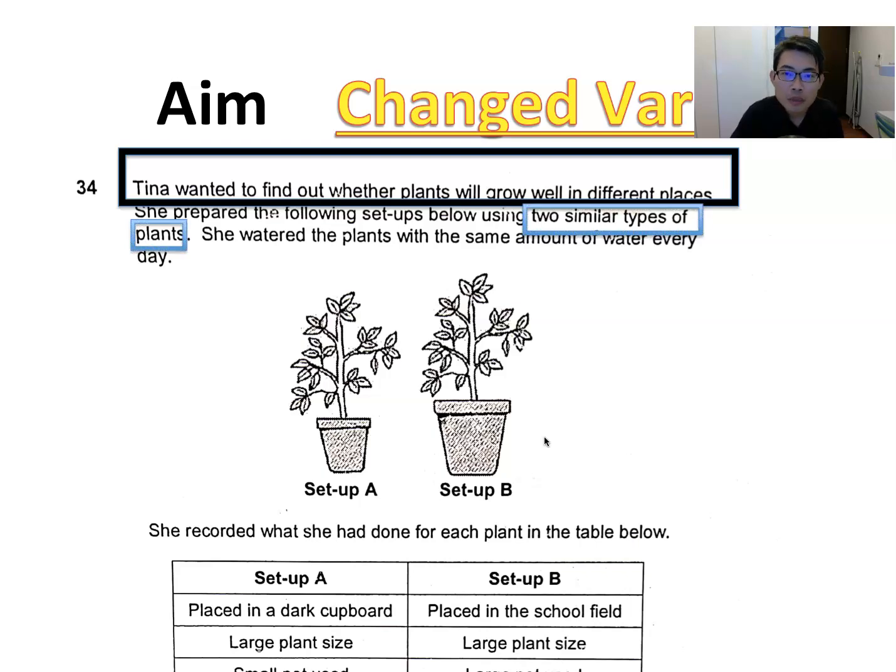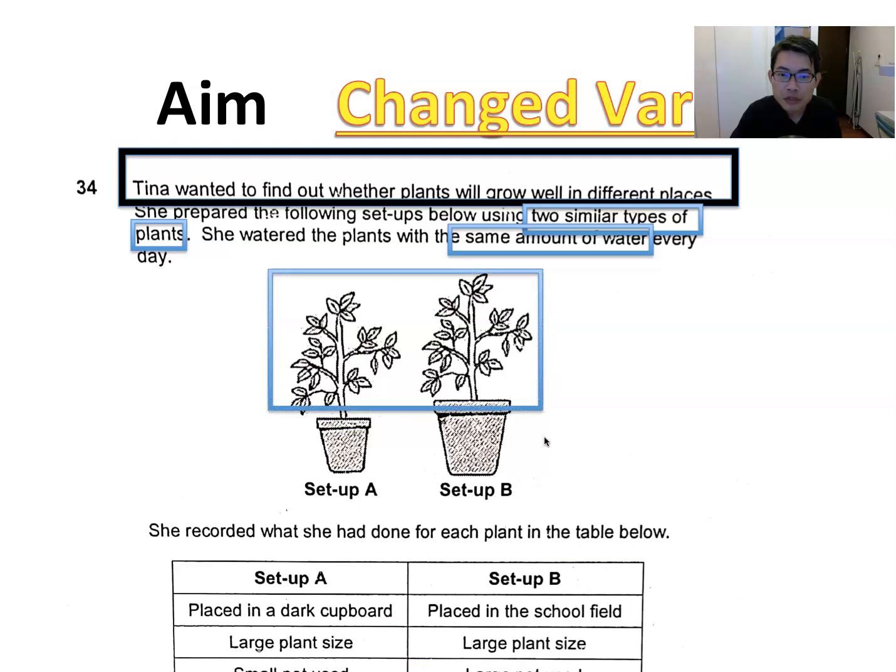What I've highlighted in blue will be the constant variables. There are 2 similar types of plants. When you look at similar, okay. And if we use the same amount of water to water them, there is a constant variable still. And when I look at the pictures, I must also make comparison. I look at the shape of the plants, it looks similar. I count the number of leaves, 1 here, 3 here, 3 here, 3 here. And I counted the number of leaves are the same as well. So this can tell me the type of plant is the same.